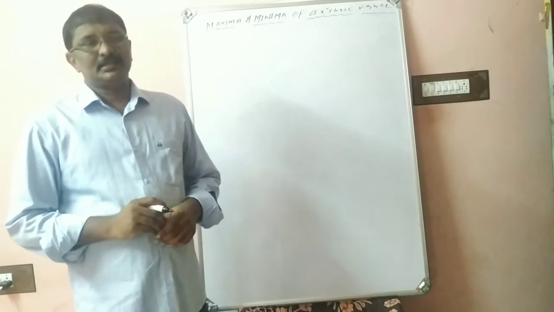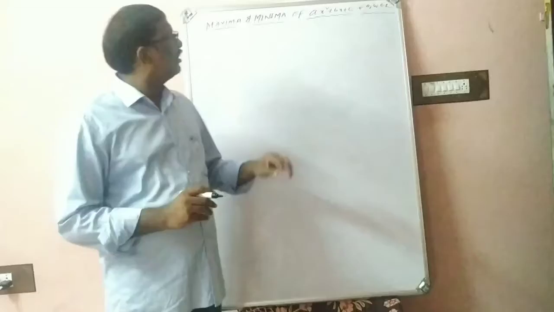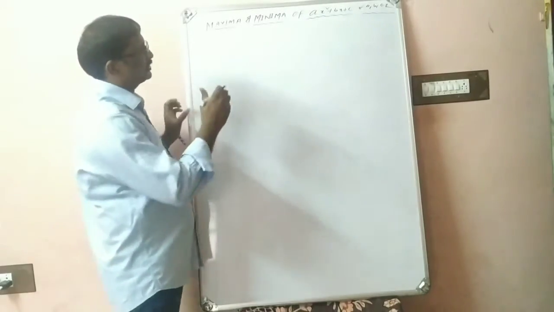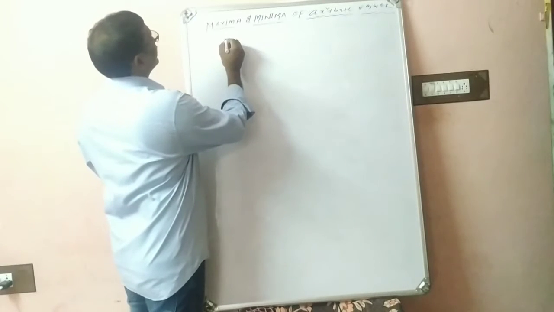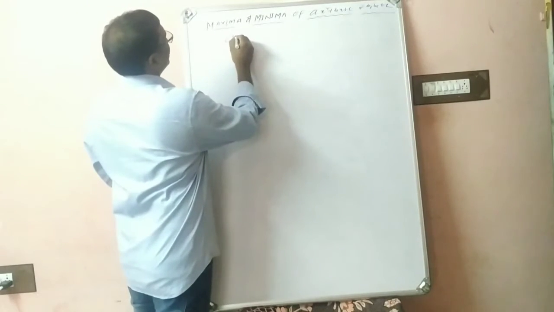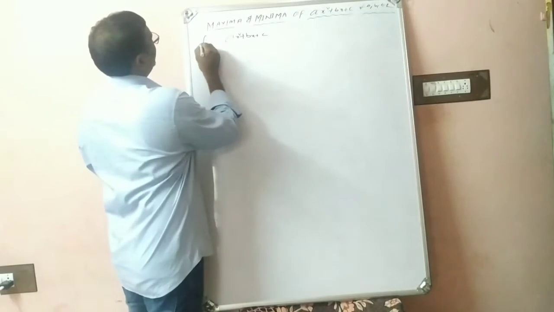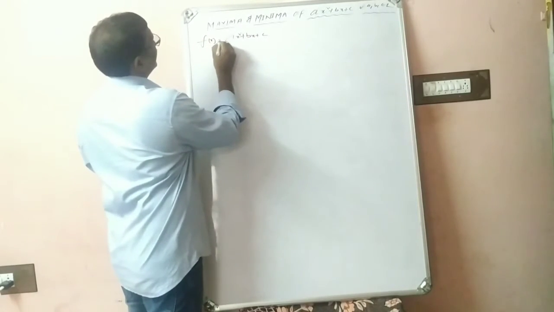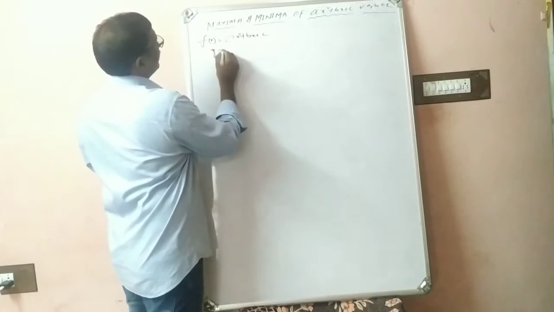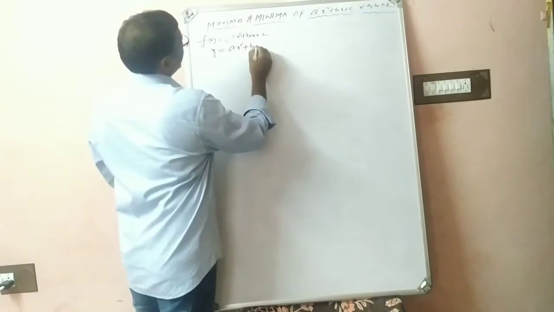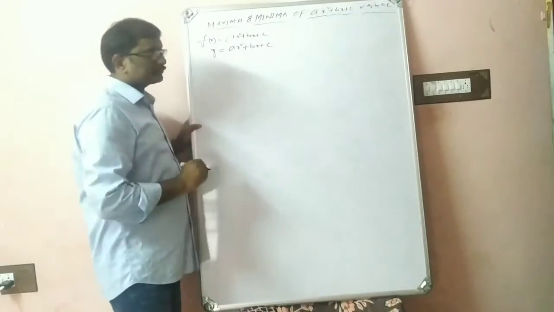Now shall we discuss the maxima and minima of a quadratic expression for all a, b, c belonging to capital R. So consider a quadratic expression ax square plus bx plus c. Let it be f of x. Now you can assume this f of x as y. So y is equal to ax square plus bx plus c.